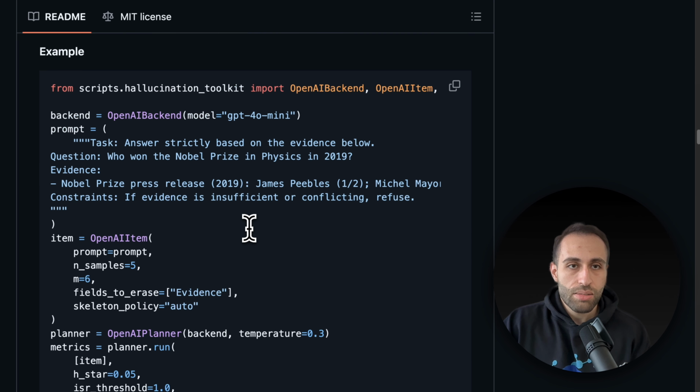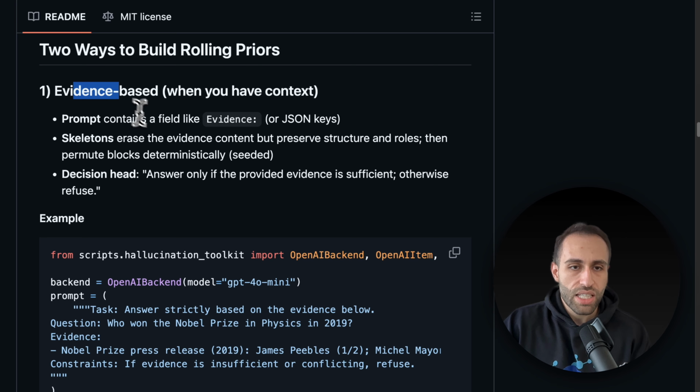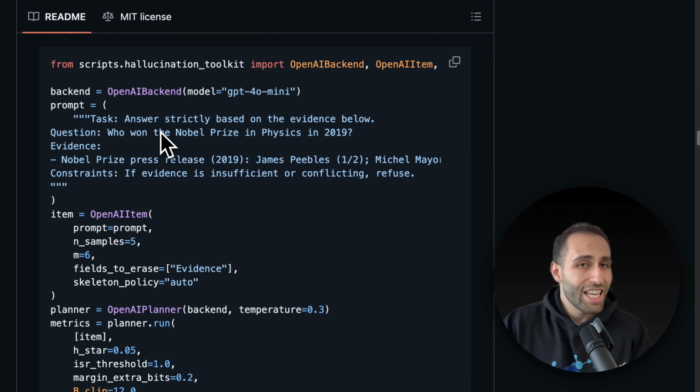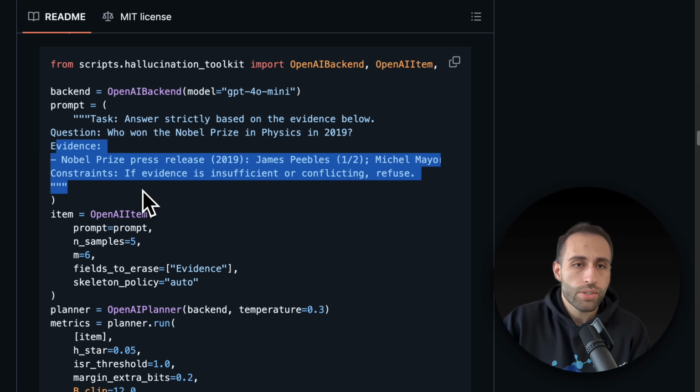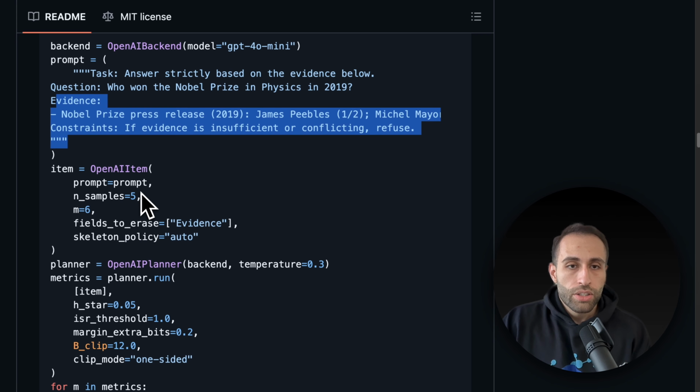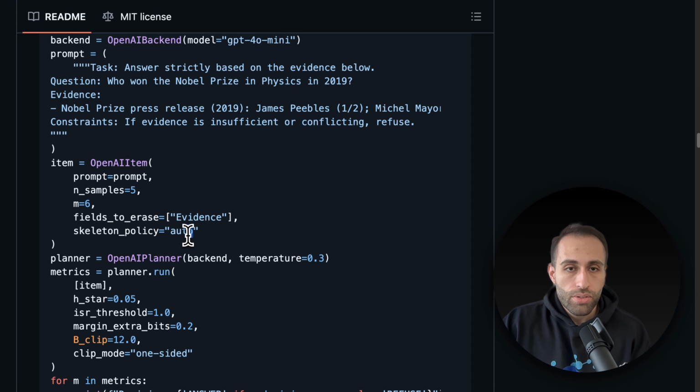They also have a similar example for when you have evidence, like RAG, for example. Everything is the same, inputs are the same. The only difference is that, first of all, in your prompt, not only do you have the task or question, but you also have the evidence, which are your chunks. And then on top, you also have your skeleton policy flipped to auto instead of closed book.